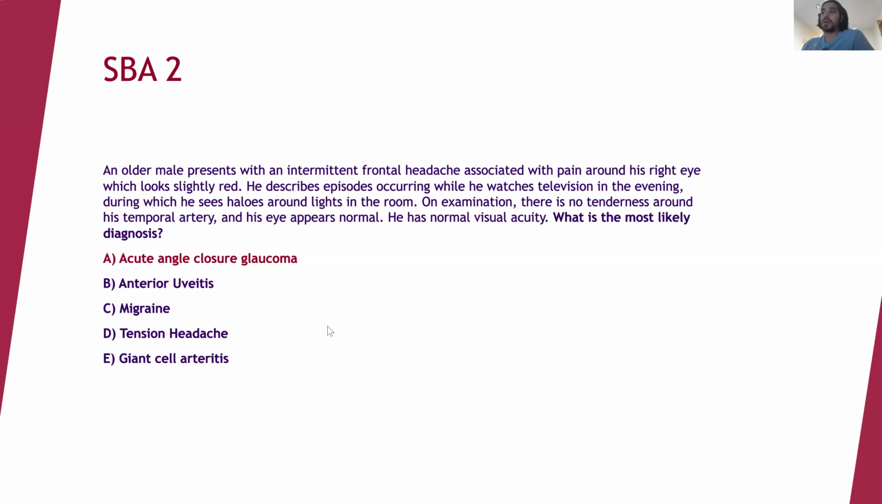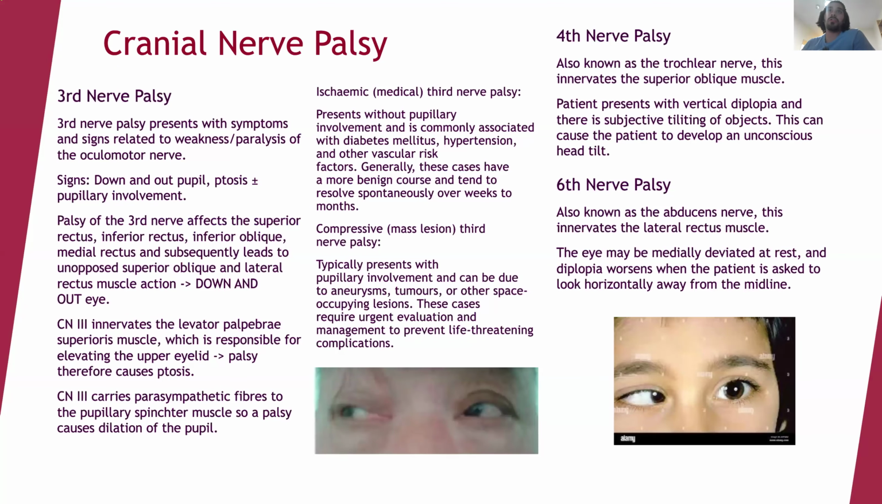Okay, so cranial nerve palsy. For the eye, there are three that apply: the oculomotor, the trochlear, and the abducens nerve. These are the three you need to know about. With third nerve palsy, so oculomotor, you get that down and out pupil, ptosis, so that closure of the eyelids, and you also get pupillary involvement. You can read this in your own time, but these are the muscles that the oculomotor nerve innervates.